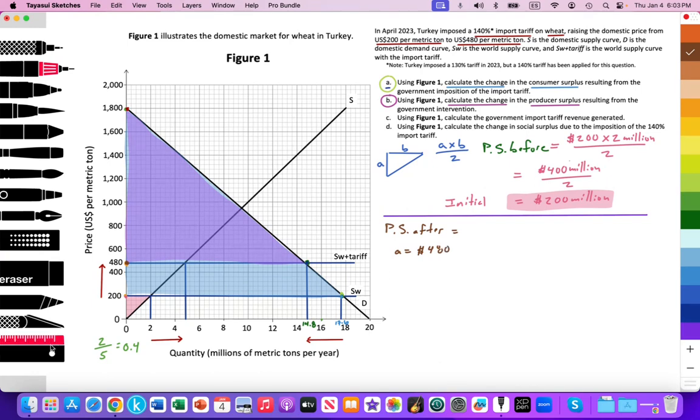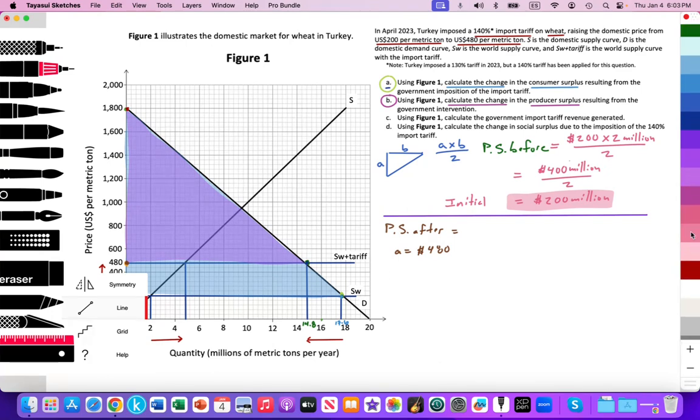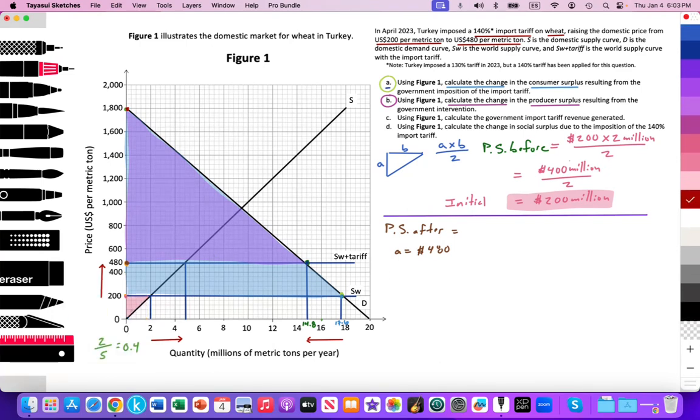And the higher price is incentivizing domestic producers to increase their production along their supply curve to that higher price. So we're seeing the quantity of domestic production going up from 2 million to this quantity right here. We're going up by units of 0.4, so 4.4, 4.8. So this is going to be 4.8 million, which is going to be our base. So the base is 4.8 million. And then with that, I can just go ahead and plug in the numbers.